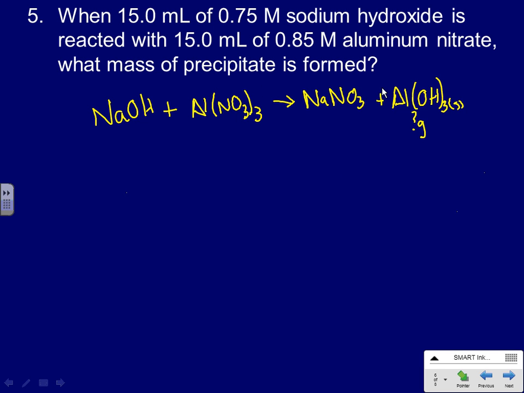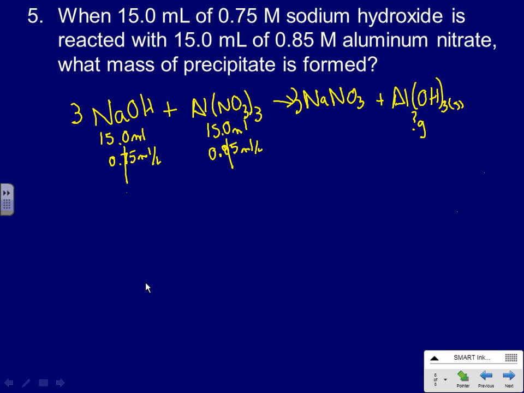So let's balance this one up. I got 3 nitrates, so I need 3 of those, and I got 3 hydroxides, so I need 3 of those, and I think that takes care of it. And now again, the rest of my information. 15 milliliters. Concentration, 0.75 moles per liter. And this is 15 milliliters. And this is 0.85 moles per liter.